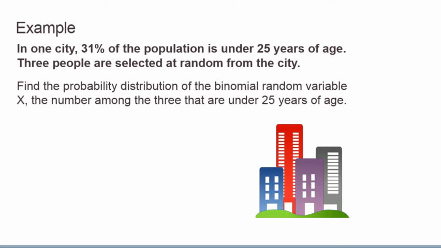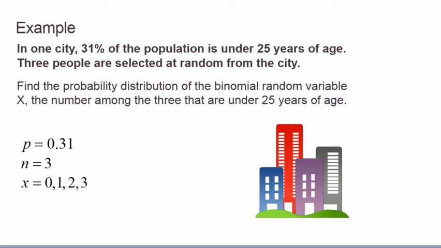Example. In one city, 31% of the population is under 25 years of age. 3 people are selected at random from the city. Find the probability distribution of the binomial random variable X, the number among the 3 that are under 25 years of age. We need to find P, N, and X. The probability that the population is under 25 years of age is 0.31. Our sample size was 3, which means our X can be 0 successes, 1 success, 2 successes, or 3 successes.